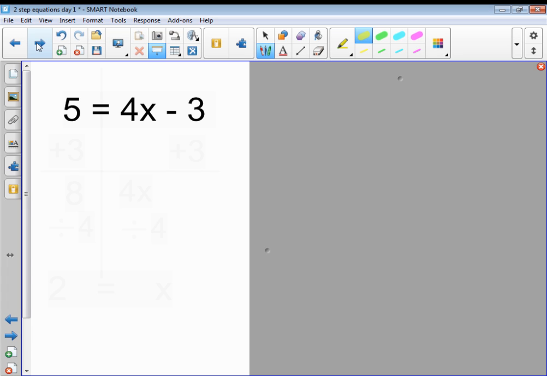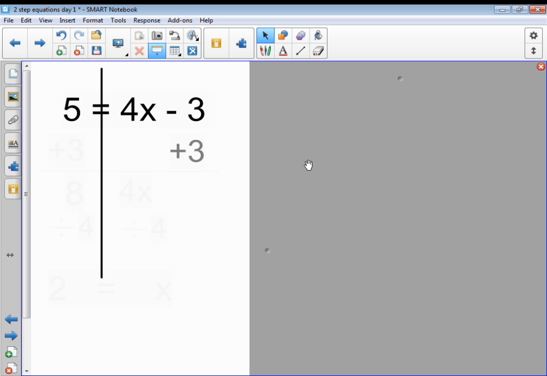Now, our first example, 5 equals 4x minus 3. The big thing that we want to start with, we can plug our line right down the middle. That's reminding me what I do to one side, I do to the other. If I look at step 1, I want to add or subtract the number that's on the same side as the variable. So in this case, I'm subtracting. Our inverse tells us we need to add 3 to both sides.